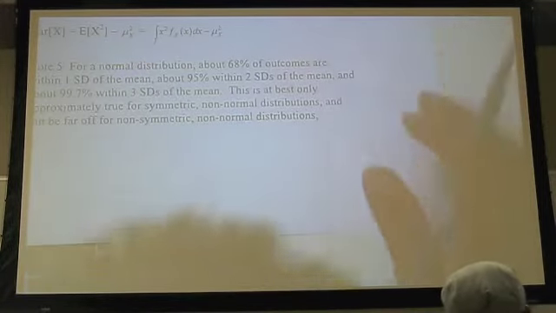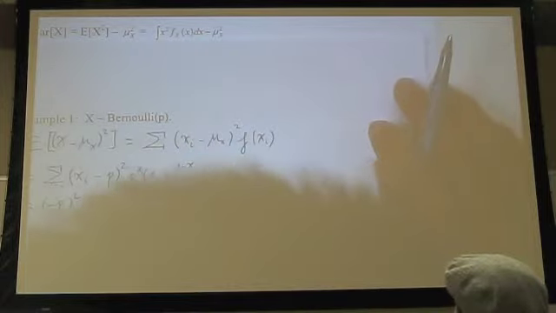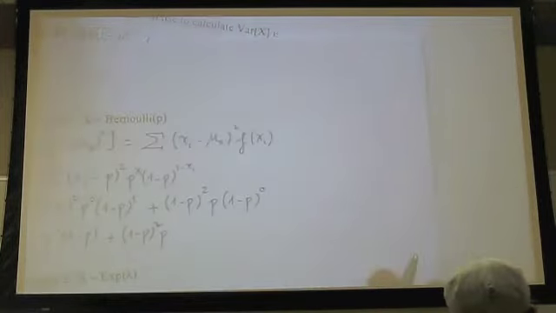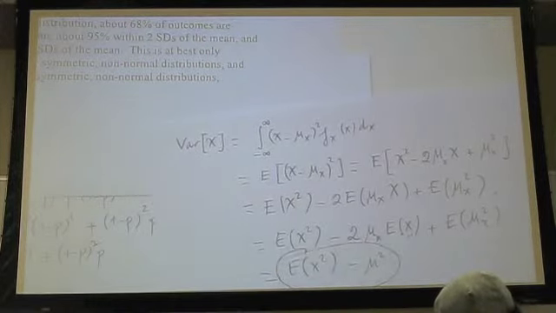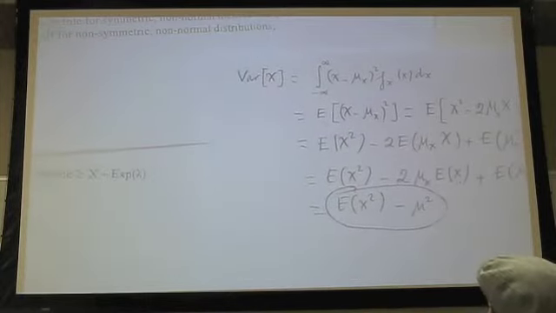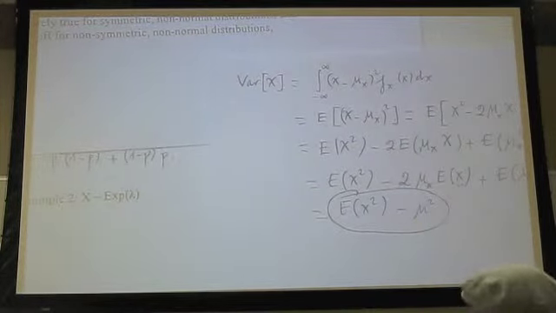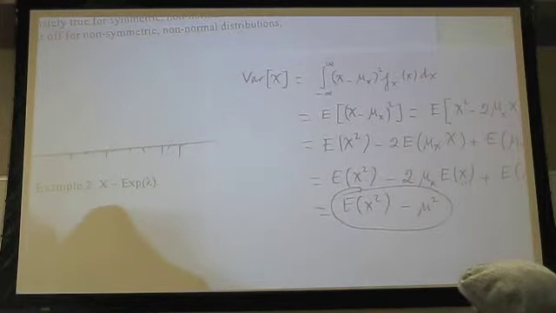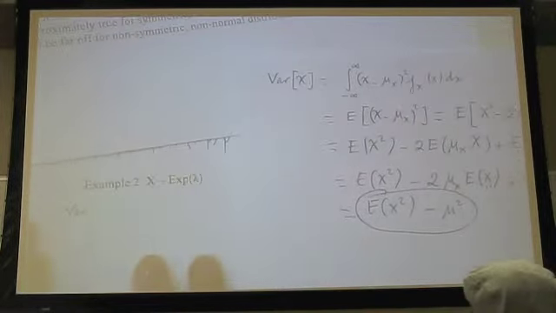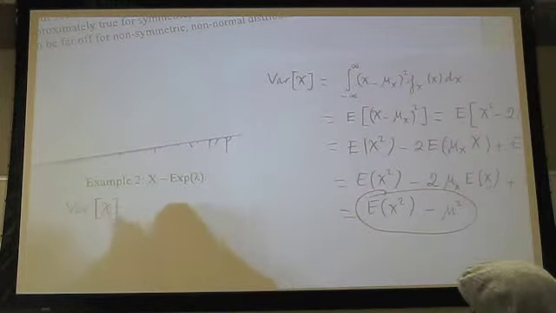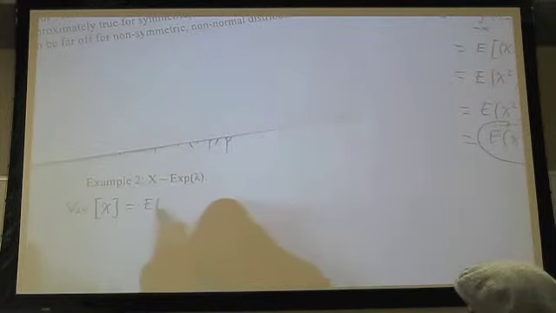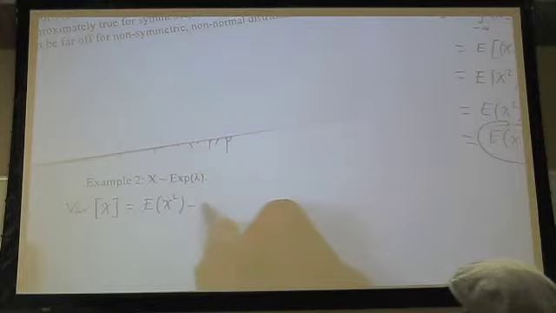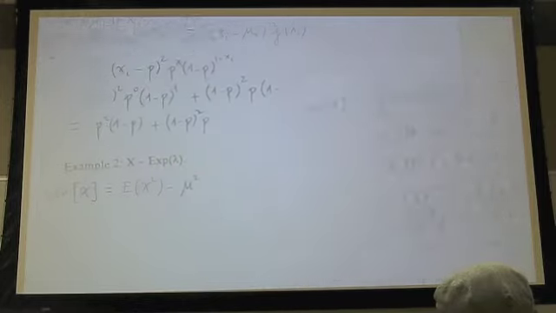It's this thing: the expected value of x squared minus mu squared. So the variance of x is going to be the expected value of x squared minus mu squared. Very good. Now we just have to use that formula.